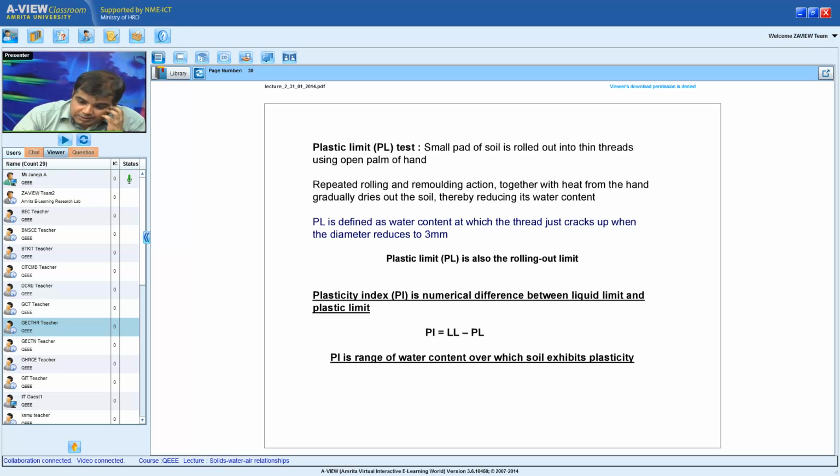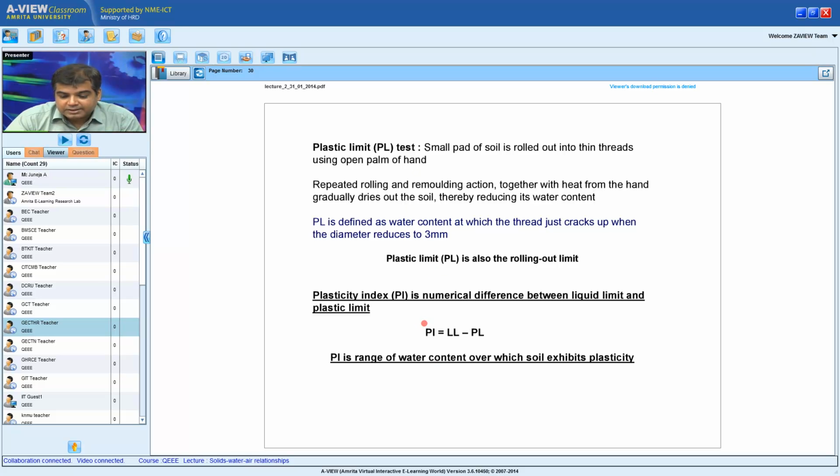So again, plastic limit is based on the experience of the operator. If your operator is not so experienced, you can get a very strange number. There are people who are working on alternate methods to determine plastic limit, and it's just an ongoing research in many universities. And some alternate methods have also been developed.